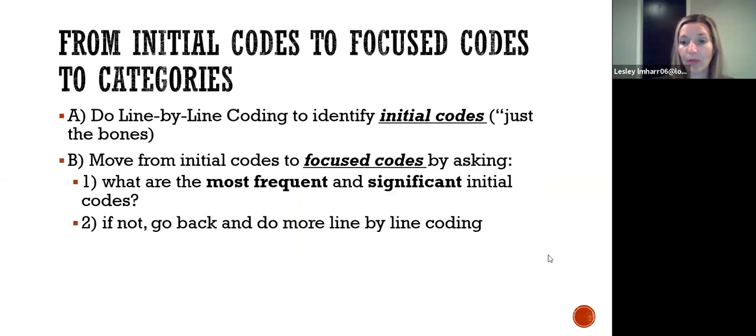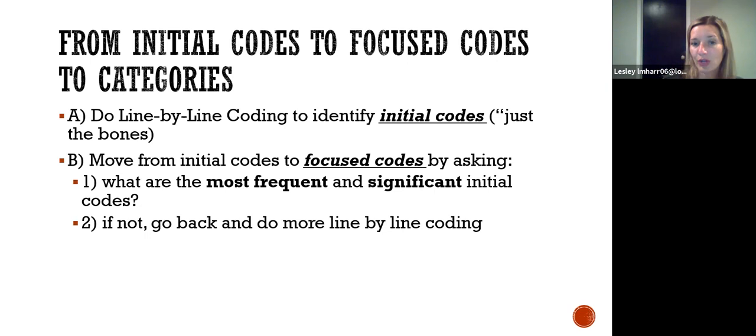I want to take us through the whole process really quick of what we are building in this course. Initial codes is the very first stage of coding. Then we move to focus codes, then we move to categories, and then we move to more theoretical or thematic development later on. The first step, and I've also attached a worksheet that takes us through all these steps. I like to use the analogy that we are building a skeleton, but in order to build a skeleton, we first need to gather bones. So doing line by line coding identifies our initial codes, which I like to refer to as just the bones.